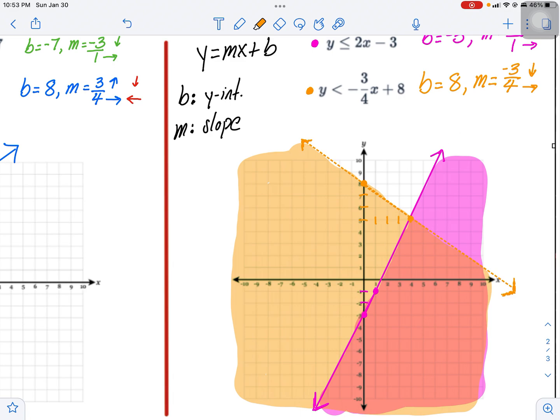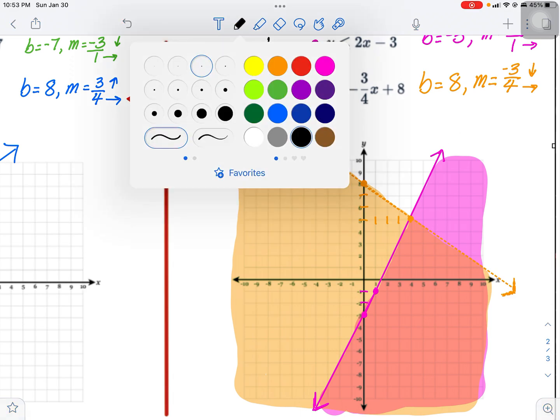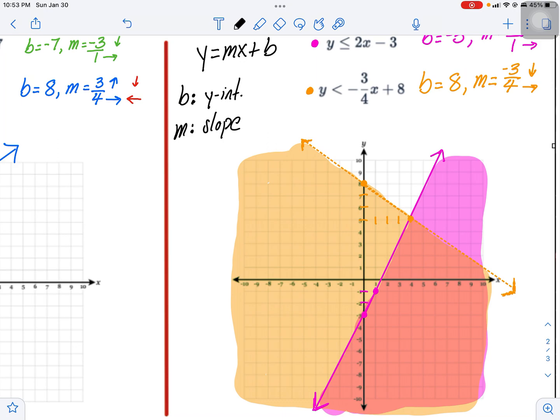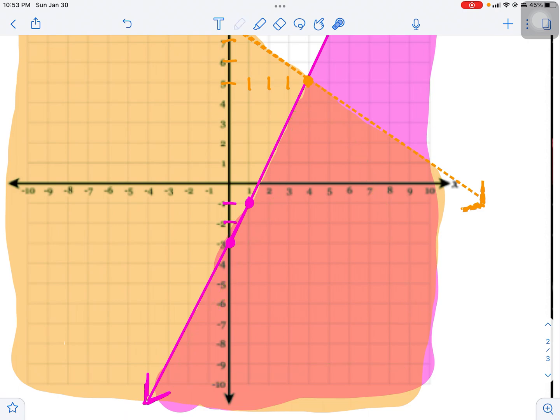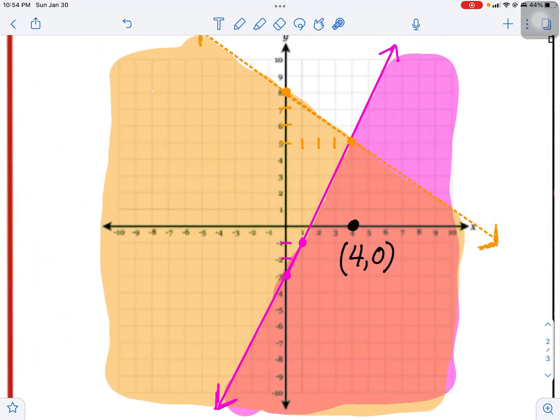So we need to find a solution set, right? A solution set. Meaning, pick a point, kiddos, that is both in the orange and in the pink, which is this whole area right here. So pick any point that is in this area. I'm going to pick an easy point, and I'm going to go with this point right here. And this is point 4 on the x and 0 on the y. 4, 0. And this is a solution because it is in both colors, right? It is in both orange and pink.